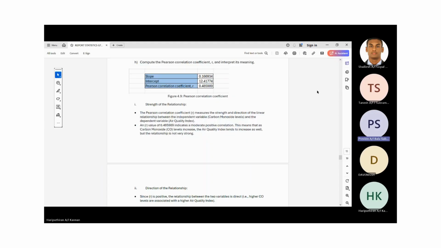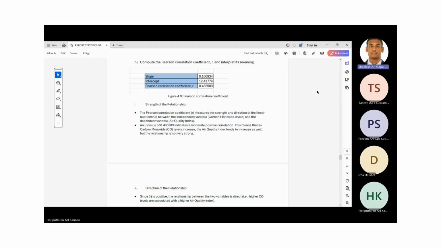Now I have three questions on the slide in the report. The question number one is, how does the Pearson correlation coefficient help in understanding the relationship between carbon monoxide and the air quality index? Hi, good evening. My name is Sailesh Analaki Gopal Krishnan, metric number CE210068.